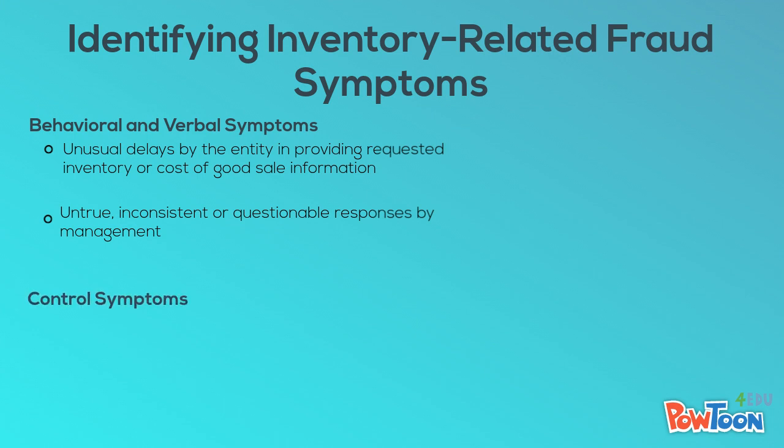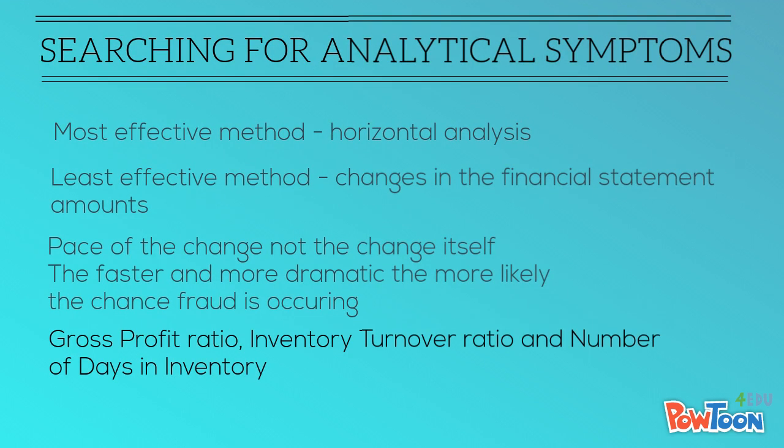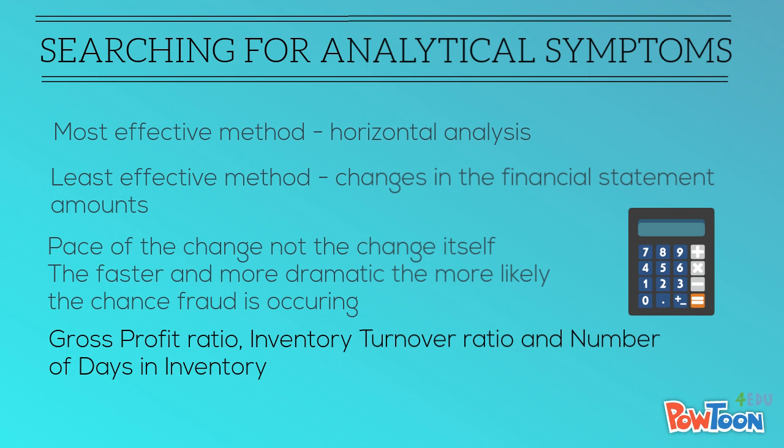Behavioral and verbal symptoms, control and lifestyle symptoms, as well as tips and complaints are also similar to revenue-related frauds, but as it relates to inventory. Searching for inventory and cost of goods sold analytical symptoms is also similar to searching for revenue-related fraud symptoms. But as stated before, the most effective method to examining changes would be to use horizontal analysis. However, the least effective method is to focus on changes in the financial statement amounts. This is because the amounts inherently are large and it will be difficult to assess change and to classify any as significant based on numbers alone.